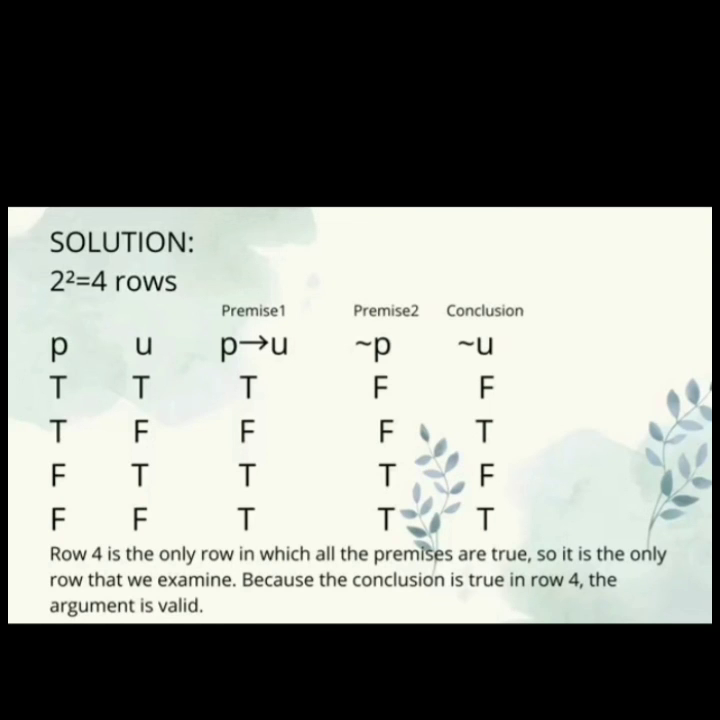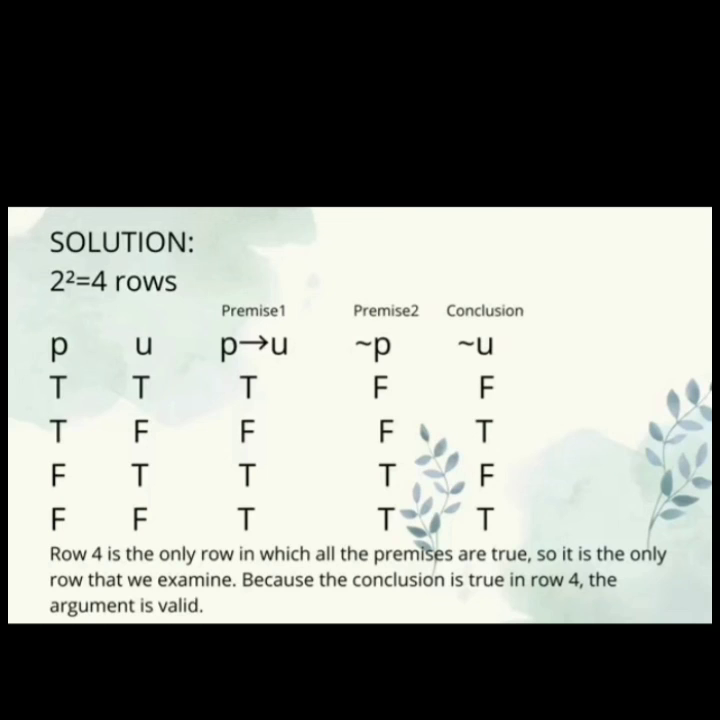So for our first premise, we have P implies U. True implies true is true. True implies false is false. False implies true is true. And false implies false is true.